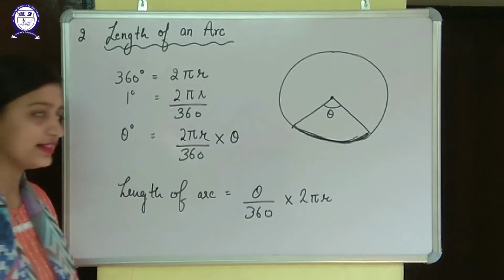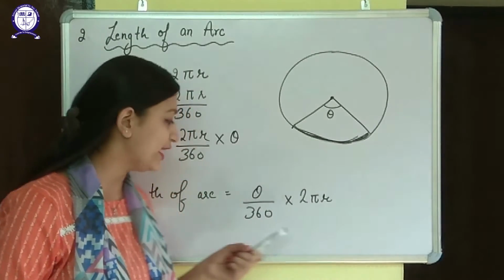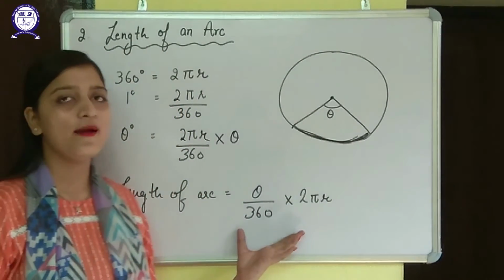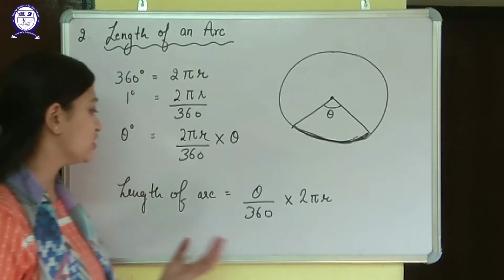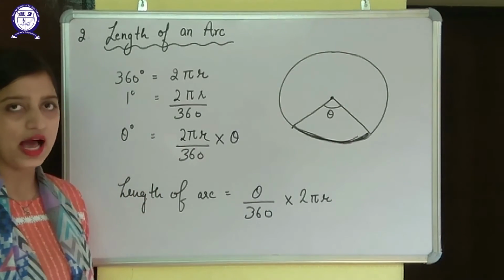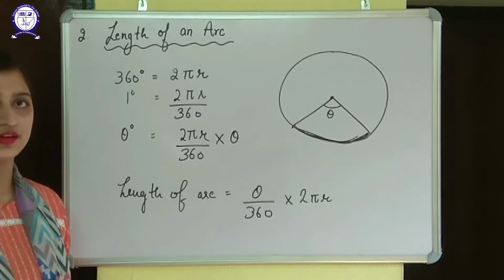Again I have written it like this because I am putting the formula of circumference on one side and on the other side I am keeping the measures of angle, that is degrees portion. Okay, so this is the formula of length of arc. So now let's take some examples of sector and the length of arc.